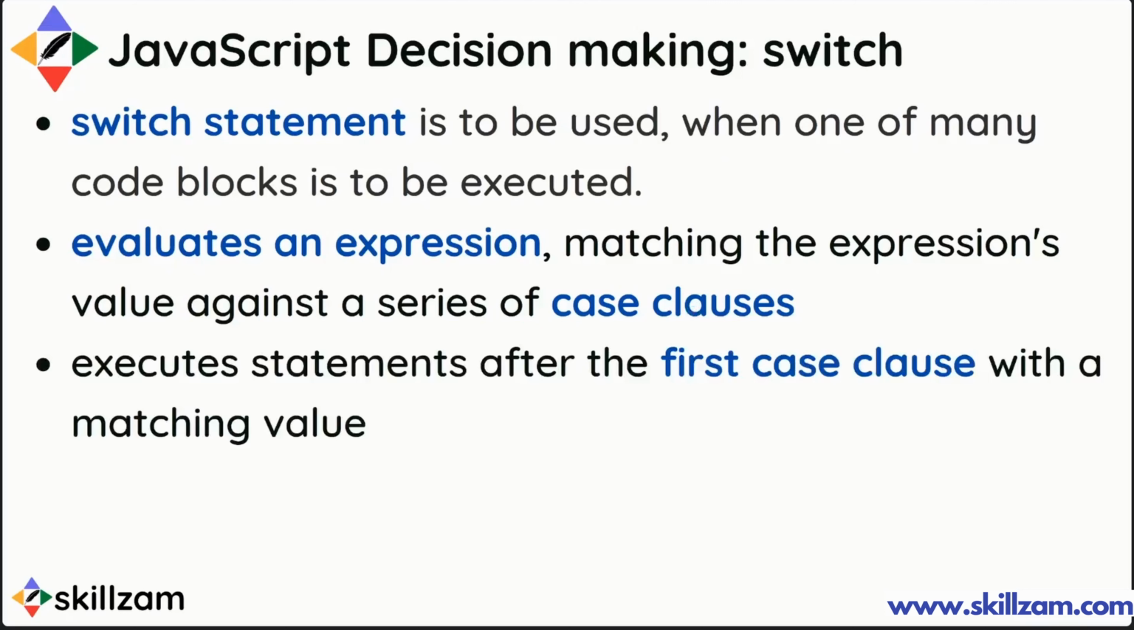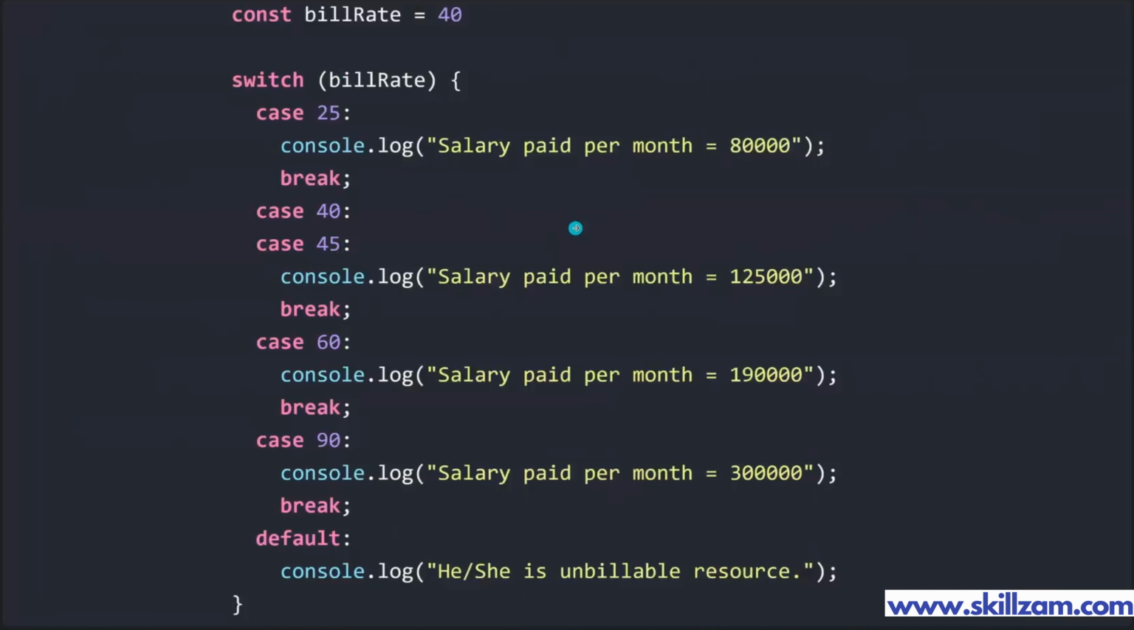Now, how is that? Let's see this. Let's consider this example. Initially we have a const billRate equal to 40. We have created a variable called billRate, which is a number data type, and it is assigned a value of 40.